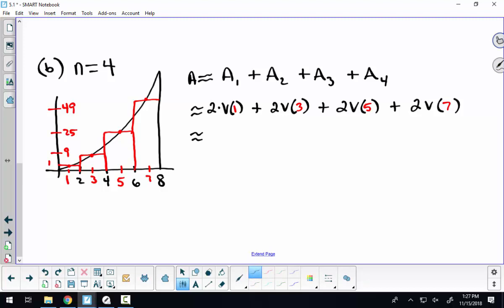Yeah, well, v is the squaring function. So this v of 1 is 1 squared, v of 3 is 3 squared, and so forth. All right, so each rectangle's area added up. We have 1 plus 9 plus 25 plus 49 times 2. So that's giving us what? 168.